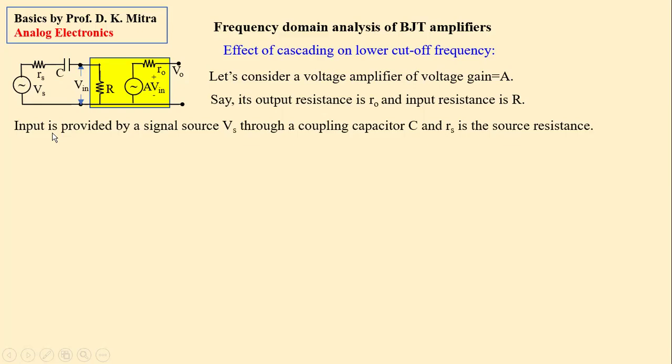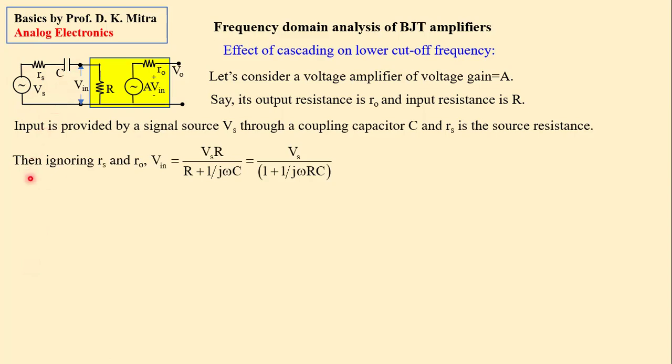And let's say the input is provided by a signal source here. Input is provided through a coupling capacitor C, and the source has a resistance RS. Any source will have a source resistance RS. This coupling capacitor is the culprit for creating the low frequency cutoff.